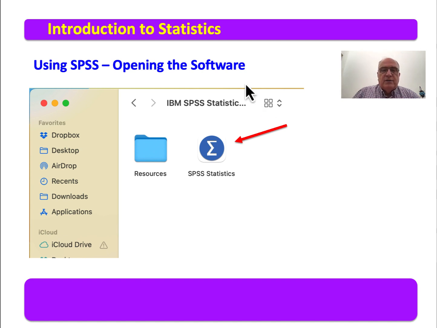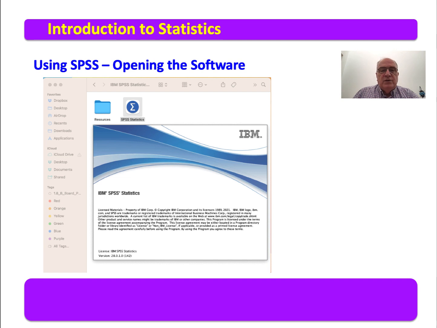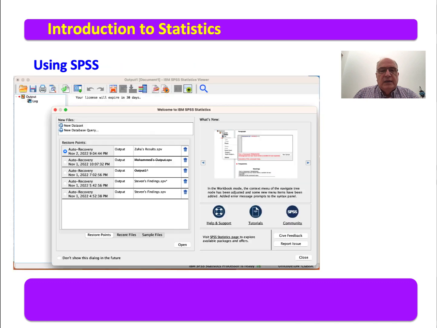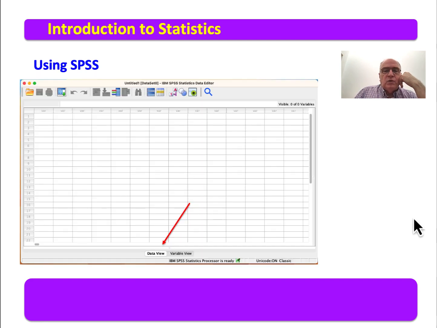Opening the software: you go in, you find the software in your applications or in your files, and you click on SPSS Statistics under your IBM. IBM owns SPSS. When you do that, it will come up with something looking like this. It's loading, and then once it loads, you come up with this screen right here. This is irrelevant. You want to close this, and you want to close the screen behind, because what you want to do is come to this screen right here. Close the other two, they don't matter.